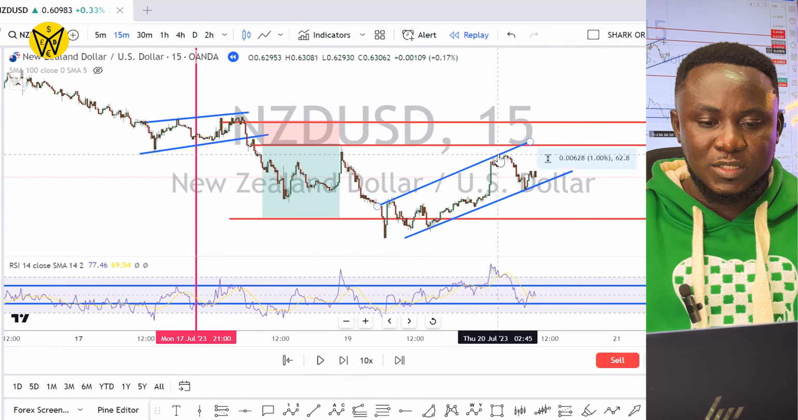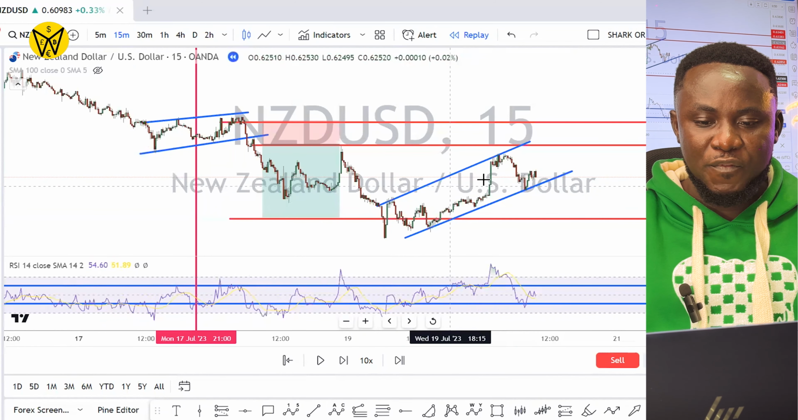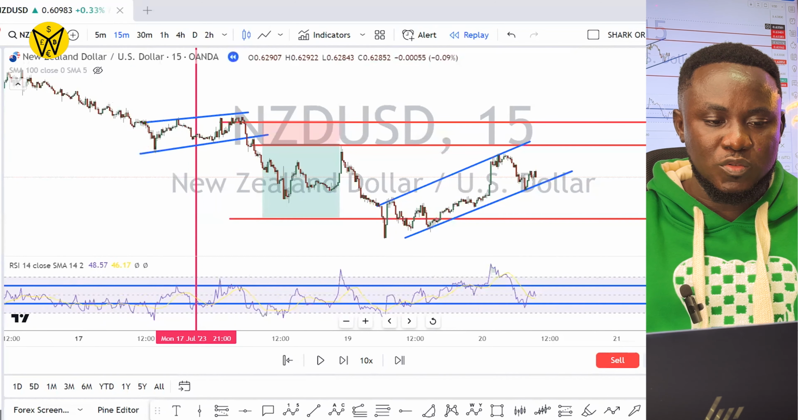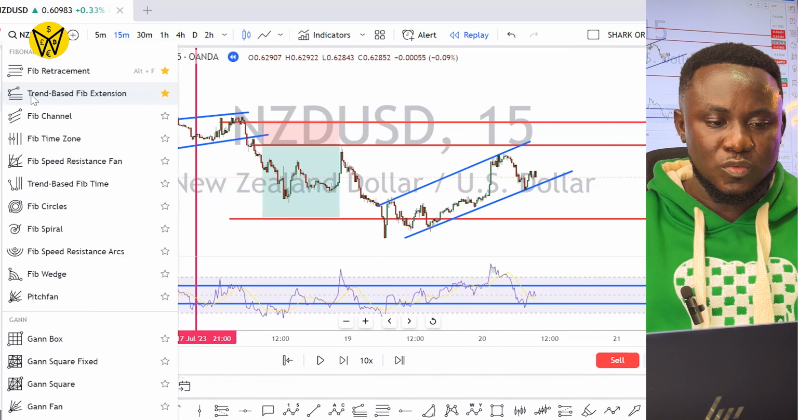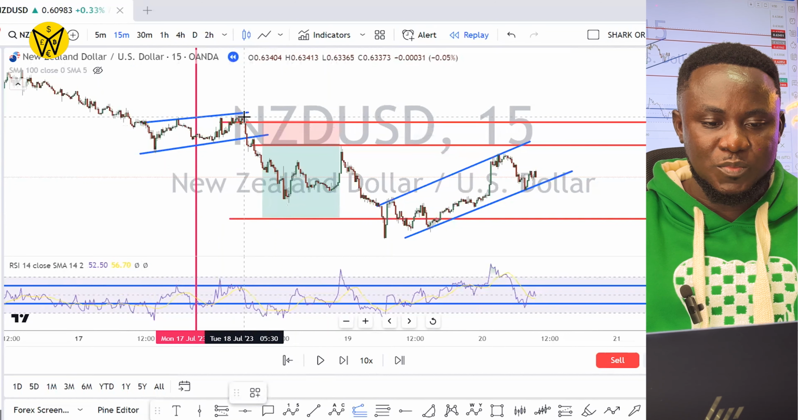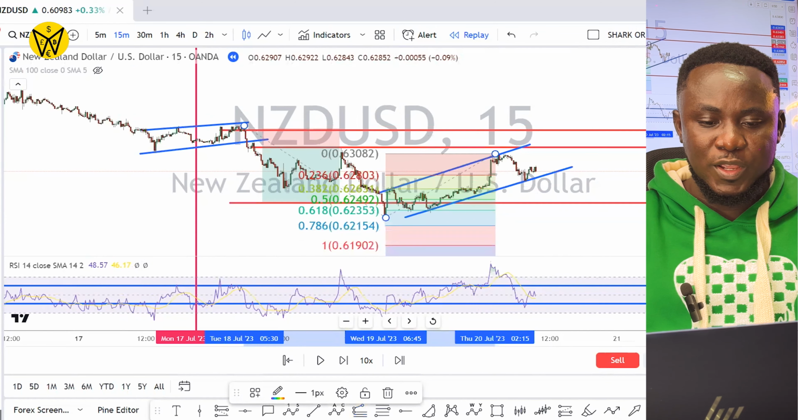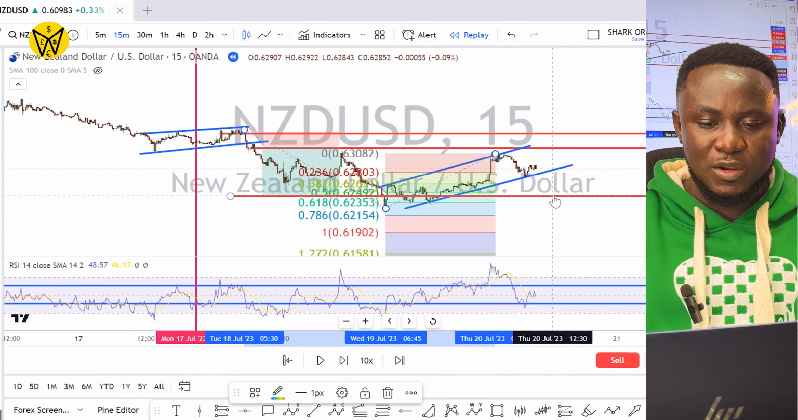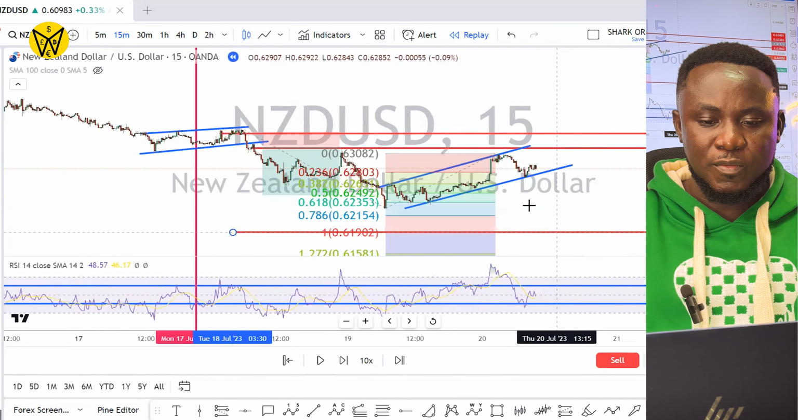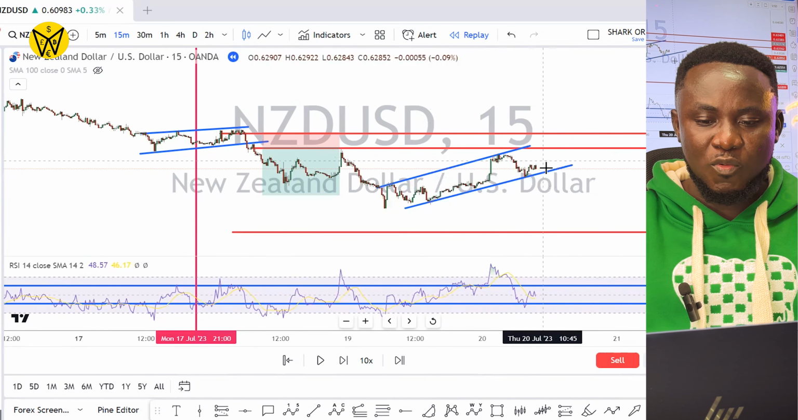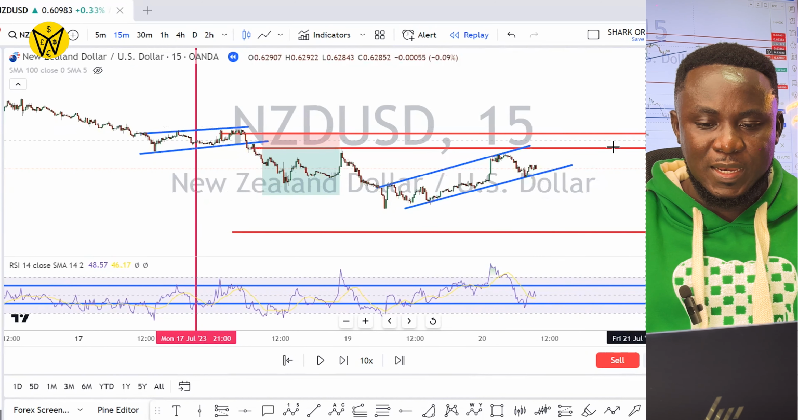Why? Because this one, we saw a very extended correction over here. So we go to our trend-based extension tool, take our trend-based extension, put it here, drag it here, and move it here. At this point, we are targeting another 1.0, which is this level. Okay, so let's look at what happened. Once it breaks out, we will sell. If it goes up, we'll still extend our correction so that we'll be able to get another entry. So let's go.